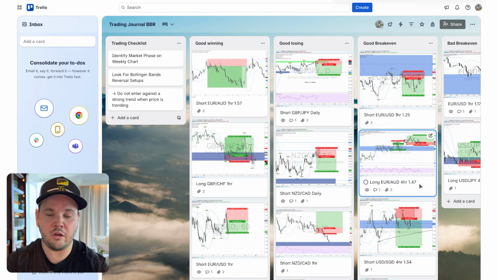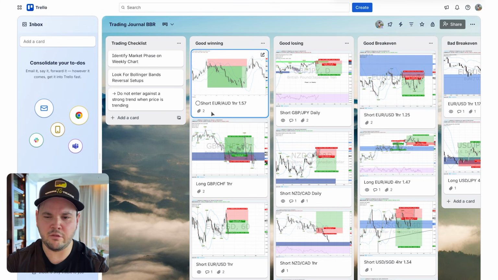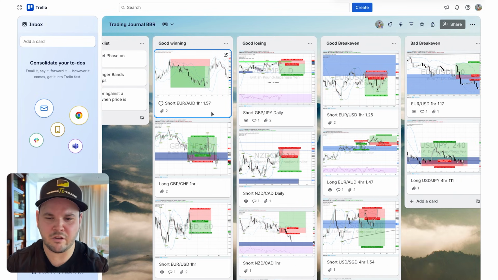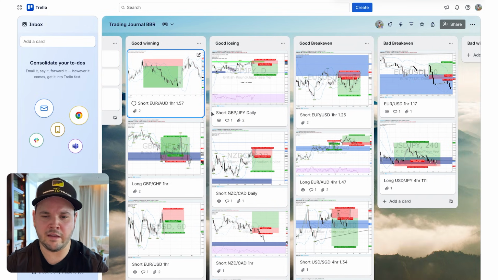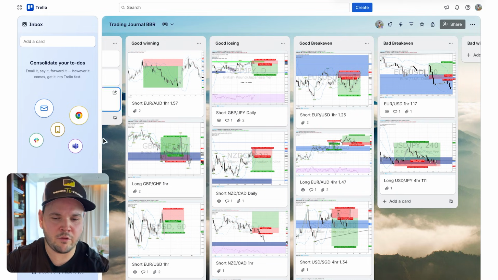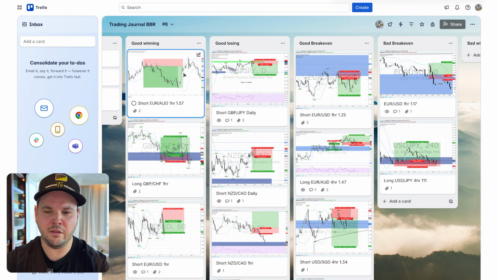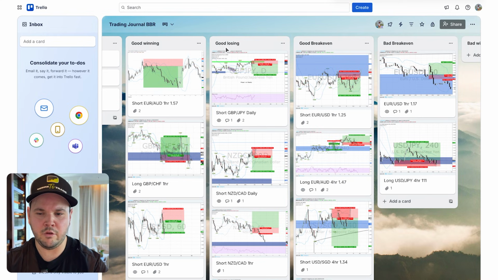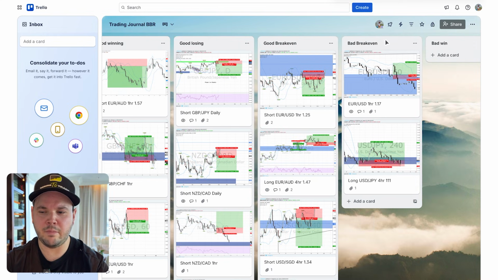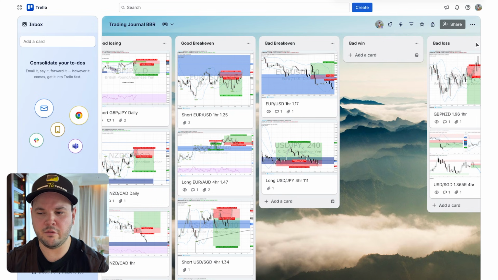So here's what my old journal looked like on Trello. Now I haven't been there for a long time, and this is a tool that is still fine. A bit of trouble to use on a mobile device, but on a browser it works well. They added a bunch of stuff recently. But anyway, back to the point. I classified my trades back then between good winning, good losing, good break even, and bad break even, then bad win, bad loss. You will see here.